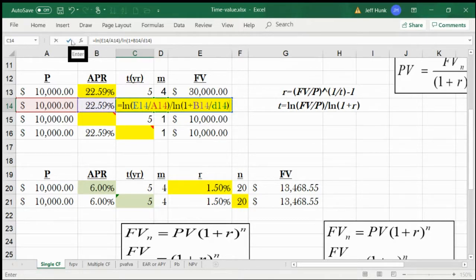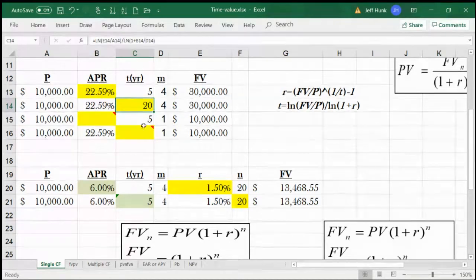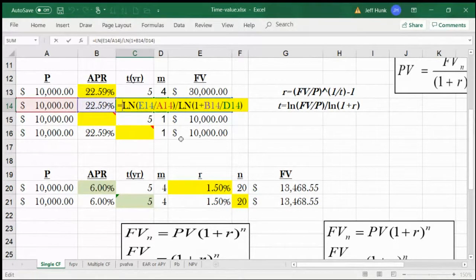Hit enter, and what do you think you will get there? You're not gonna get 5 there, you're gonna get 20 because we are dealing with quarterly compounding. So that's 20, that means 20 quarters. But you have to answer in years because the label says you have to answer in years. So to convert quarters into years, you'll need to divide it by 4. And 4 is there in D14. So you enter D14. Enter. There you go. Gives you 5 years, right?